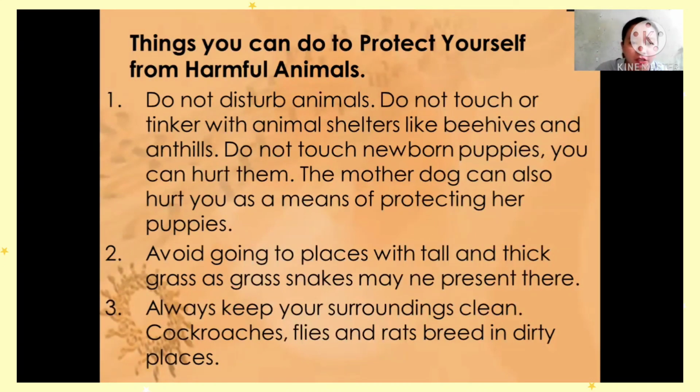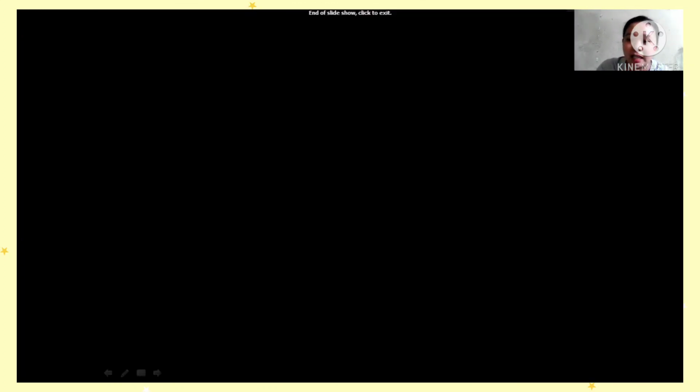So, what are you going to do to protect yourself from harmful animals? Of course, do not disturb animals, especially do not touch or tinker with animal shelters like beehives and anthills. And also, do not touch newborn puppies because you can hurt them, and the mother dog can hurt you also. Number 2, avoid going to places with tall and thick grass, and always keep your surroundings clean.